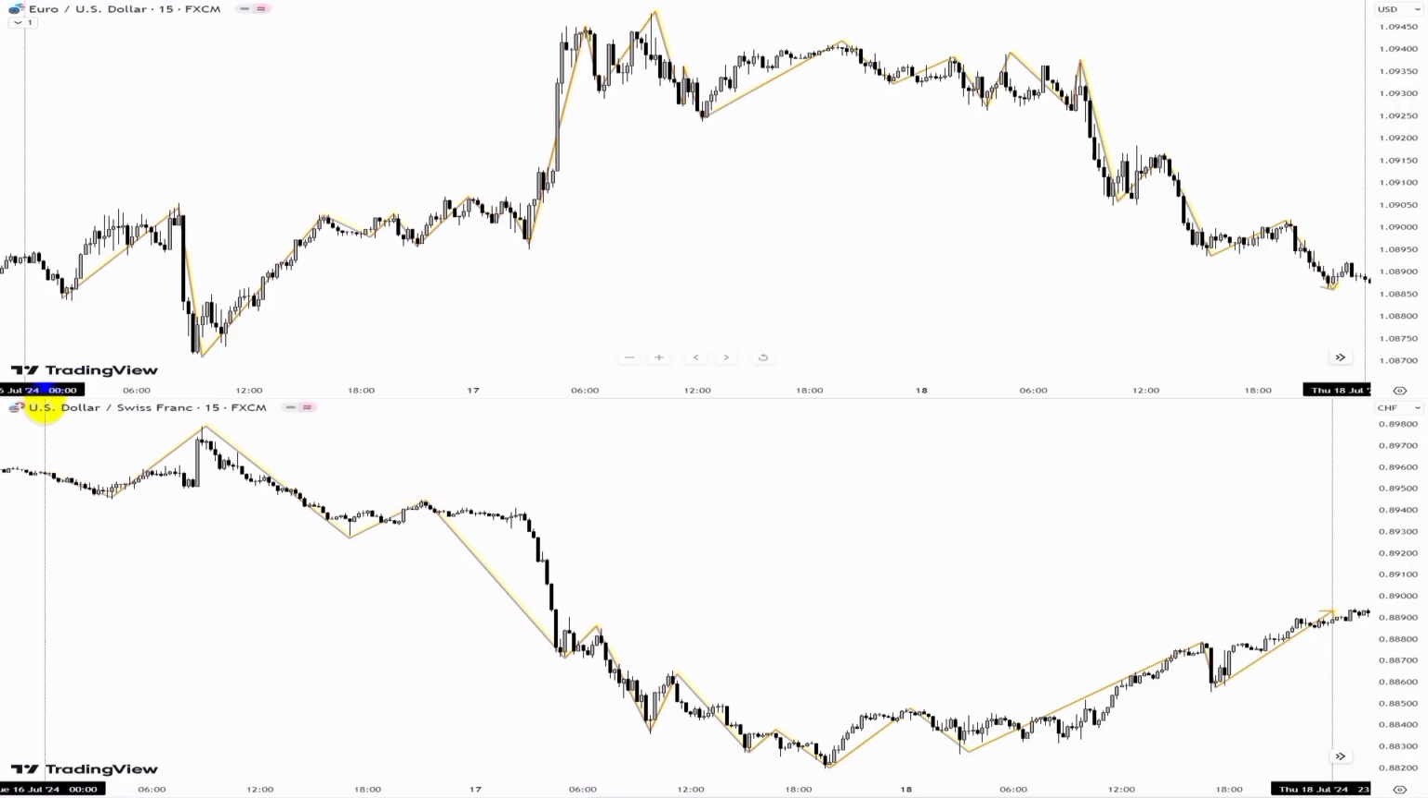So we have sentimental analysis, we have fundamental analysis, we have intermarket analysis, and then we have technical analysis. In the course of this mentorship, you're going to dwell more on the technical analysis perspective, and we're going to be using the smart money concept trading methodology.